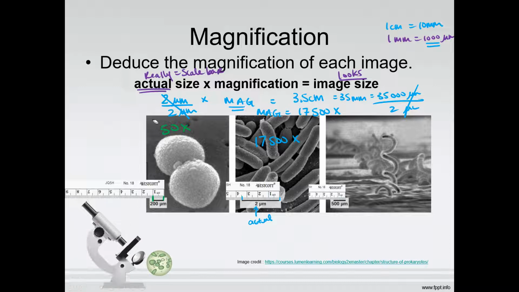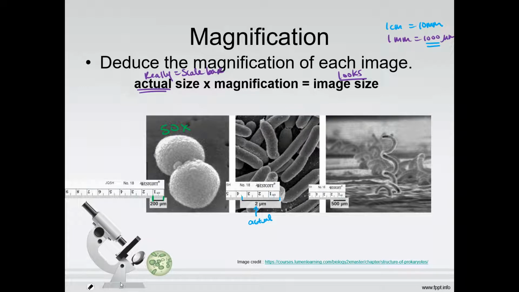Restart the video and check your answer. All right, let's do it. Actual size, 500 micrometers times magnification is going to equal my image size, how big it looks. And it looks like it's just about 1.5 centimeters, which is going to be 15 millimeters, which is 15,000 micrometers.